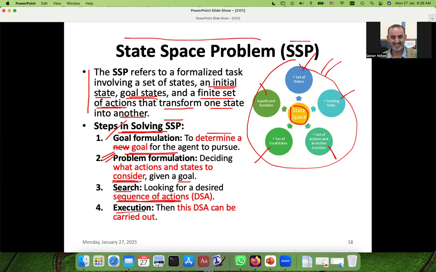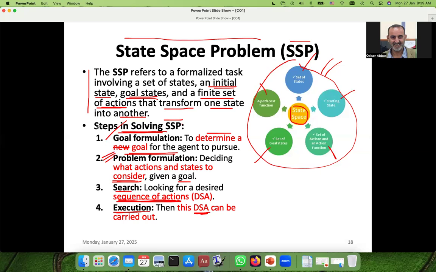And then when you have that search done, when you have that sequence of actions, then you can execute that sequence. And when you execute that sequence, you will reach the final state. So that's why it is written there: now you have to carry out this DSA. DSA means desired sequence of actions. Desired sequence of actions, DSA. Simply, we are calling it that.